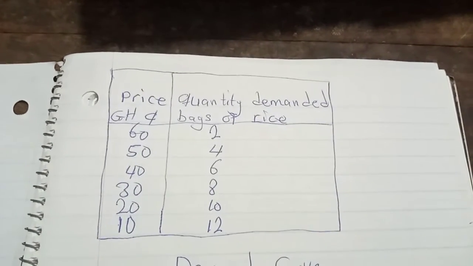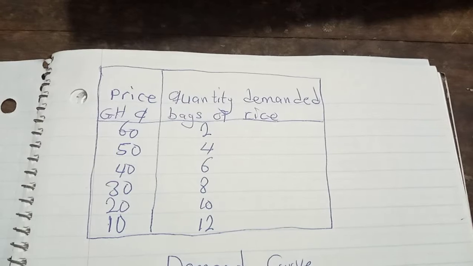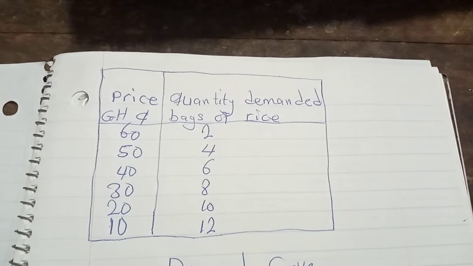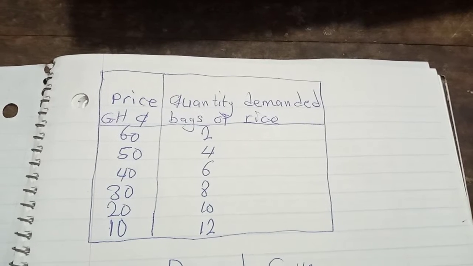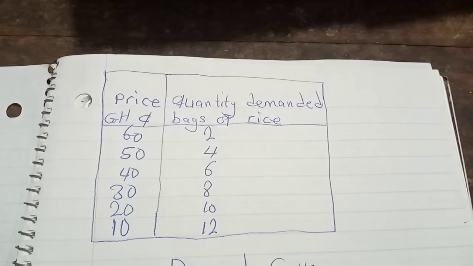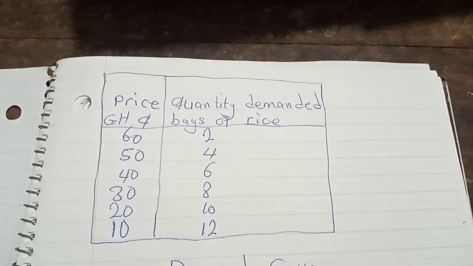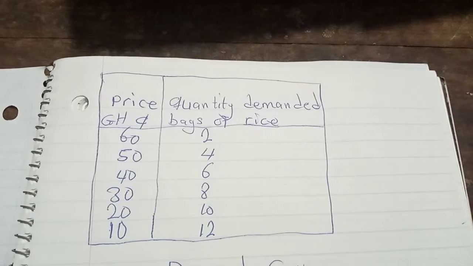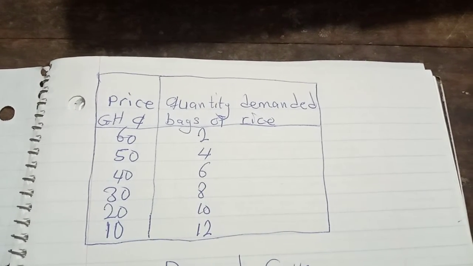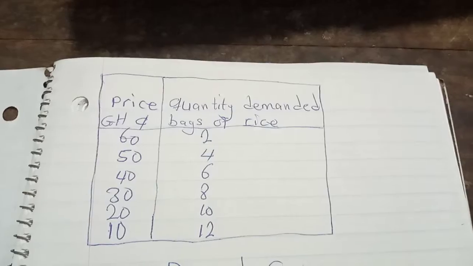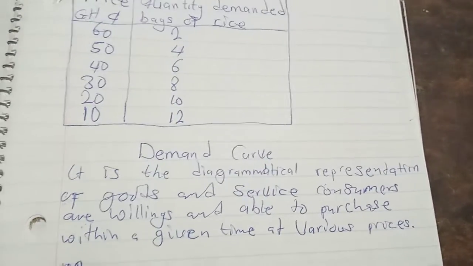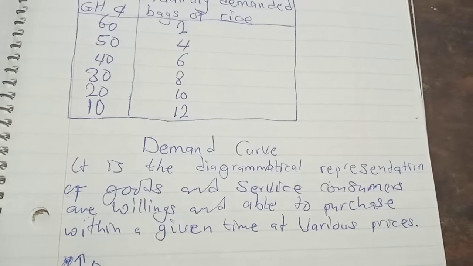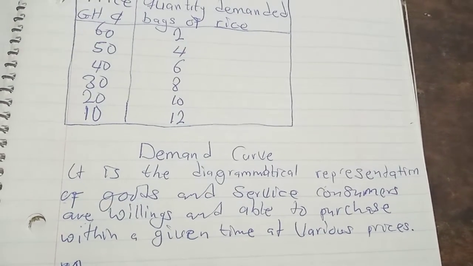So that is what the law of demand is trying to say. When the price of a good is high, the consumer limits his consumption level of that good. Then when the price reduces, the consumer rather increases his consumption level. Okay, so now let's look at what demand curve means.